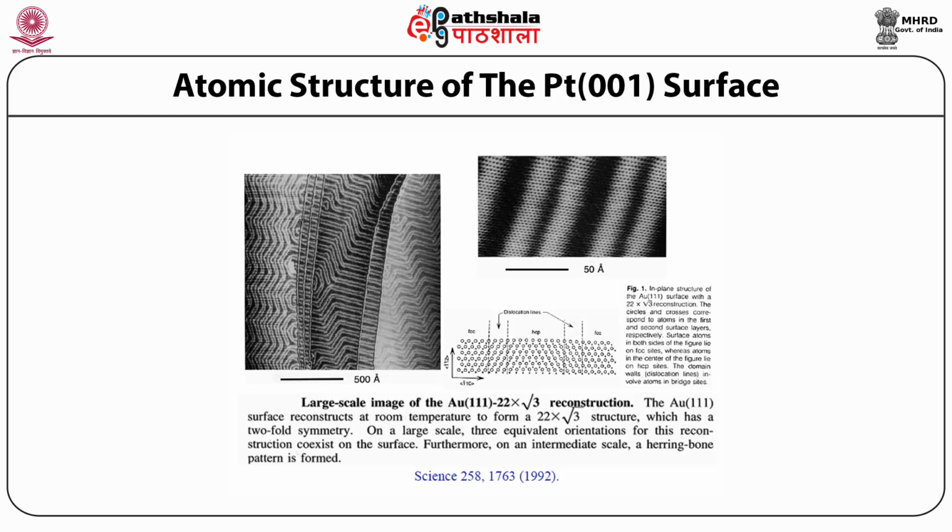So, this is the large scale image of gold 111 with the 22 multiplied by root 3 reconstruction. Here the gold 111 surface reconstructs at room temperature to form a 22 multiplied by root 3 structure, which has a twofold symmetry. So on a large scale, 3 equivalent orientations of this reconstruction coexist on the surface. Furthermore, on an intermediate scale, a herringbone pattern is formed.